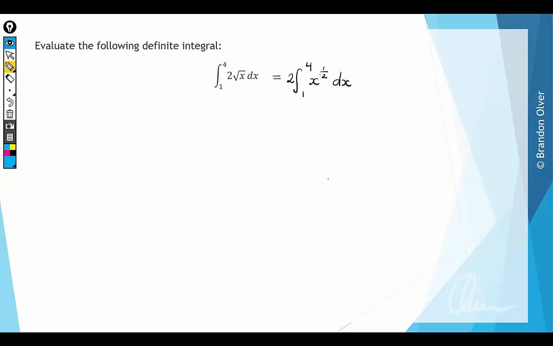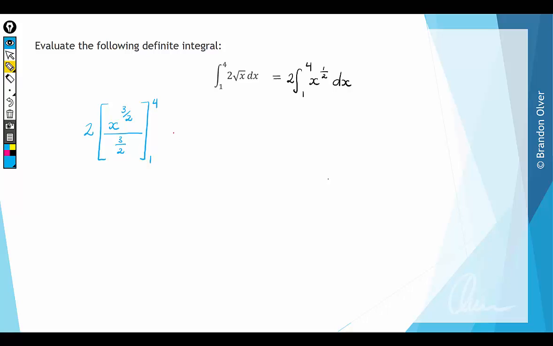So the antiderivative of this, x to the power of a half, is x to the power of a half, and then we add 1 to the power, so it becomes 3 divided by 2. And then we divide by the new power, which will be 3 divided by 2. And we've also got the 2 still out the front of all of that. To do the definite integral, we just evaluate it between the terminals 1 and 4.